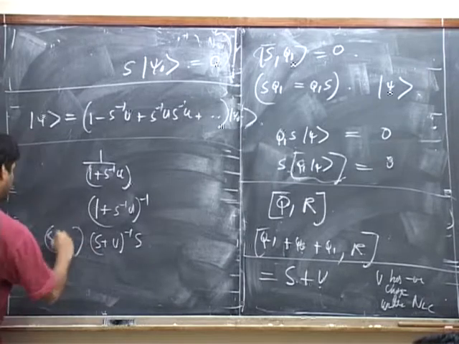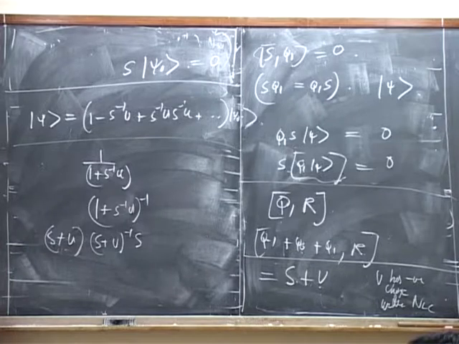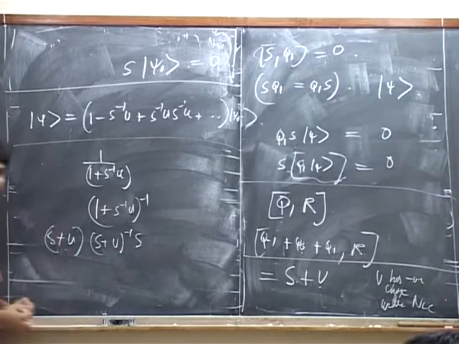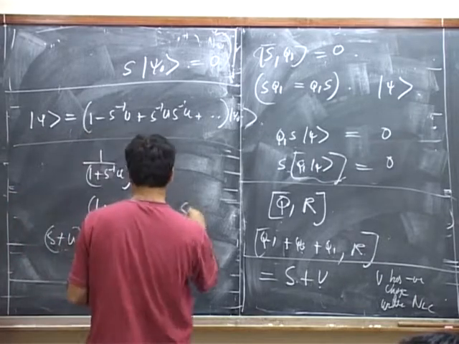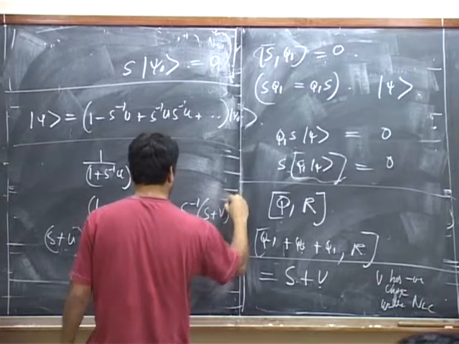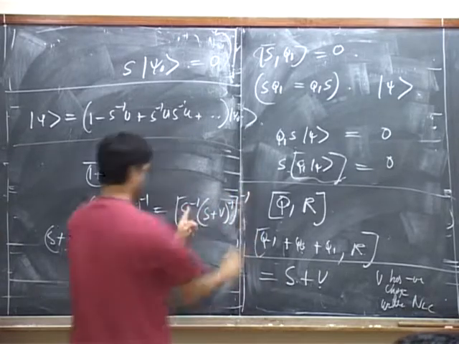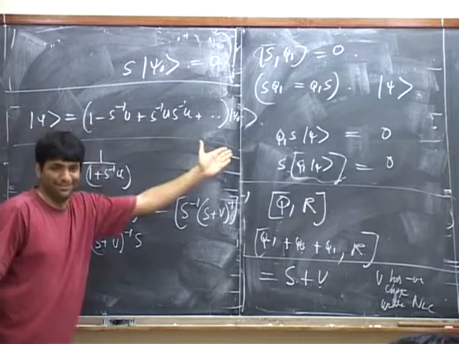Then when you act with S plus U, you get S on psi 0, which will be 0. What I'm saying here is that this thing is equal to S inverse times S plus U inverse, the whole thing inverse. That's an algebraic manipulation, but otherwise you just look at it term by term.